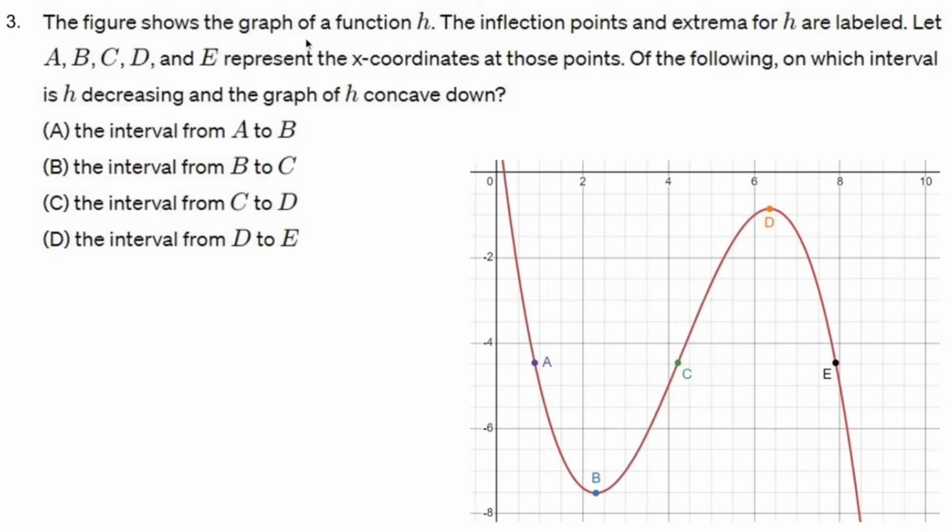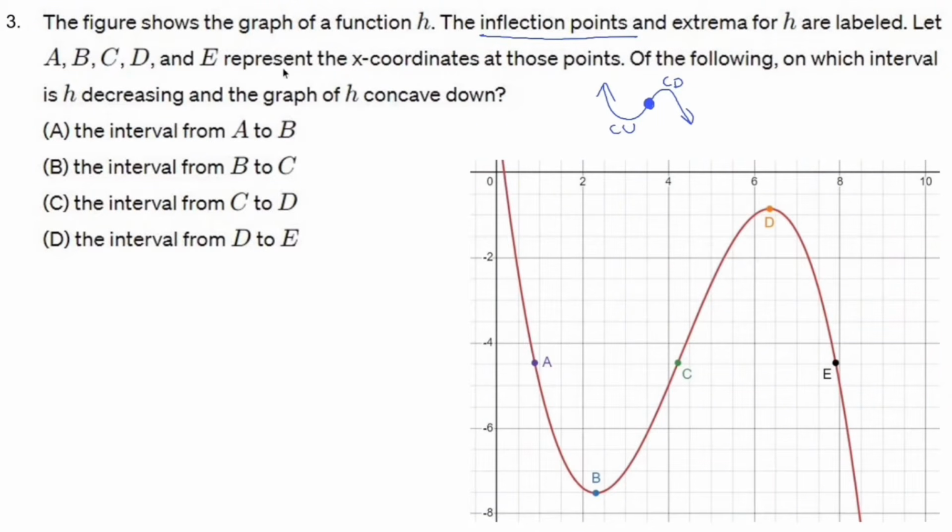The figure shows the graph of a function h. The inflection points, and if you're like, what the heck's an inflection point? An inflection point is where a graph changes concavity. So you're concave up, you're concave down, and you're where it changes from up to down, or vice versa, it could change from down to up. Doesn't really matter. I just drew this picture because it looks like that.